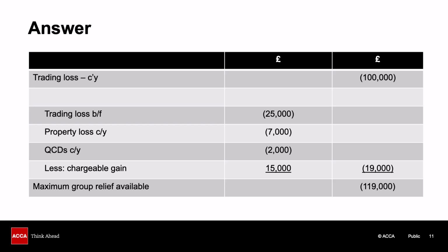So that means netting those amounts off against the £15,000 of chargeable gain. That then leaves us with £19,000 of a loss that we can add to the £100,000 of current year to get an overall maximum group relief amount of £119,000. That £119,000 could then be given away to one or more subsidiary companies to reduce their taxable total profits. But remember that those companies can't take more loss than they can actually use in that year.